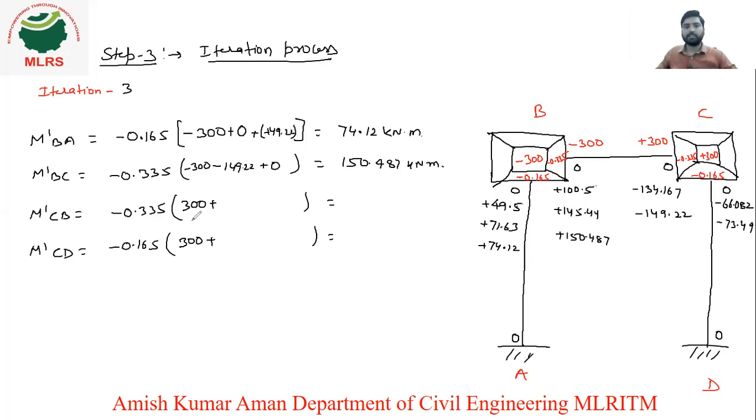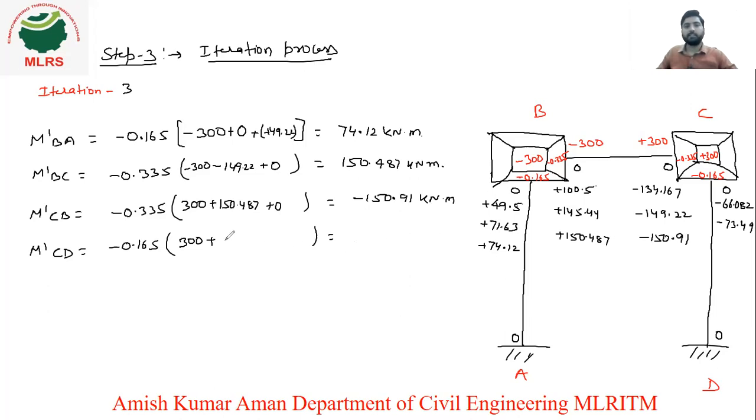Plus 150.487. Next, for CB, B will be near, D will be far. B is 150.487, so plus 150.487 plus far is 0. If you will calculate, you will get minus 150.91 kilonewton meter. So we'll update here minus 150.91.